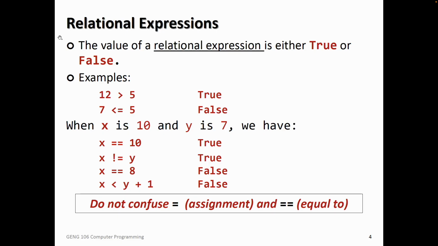So again, we say 12 greater than 5. Is 12 greater than 5? Yes, true. Is 7 less than or equal to 5? No, it is false. We can also use variables. If x is 10 and y is 7, how can we translate this to English? Is x equal to 10? Yes, true. Is x not equal to y? Yes, it is not equal to y. One of them is 7, the other one is 10. And is x equal to 8? No, then the result will be false.